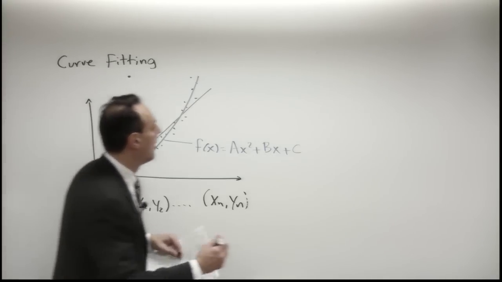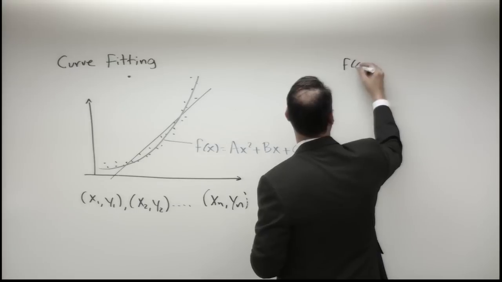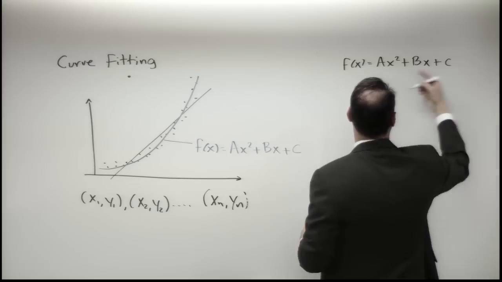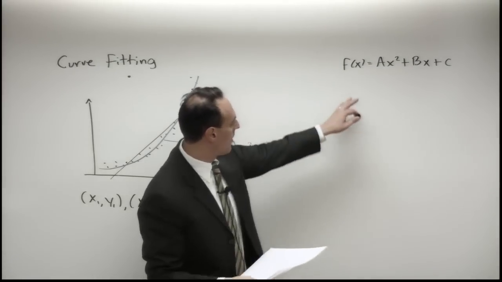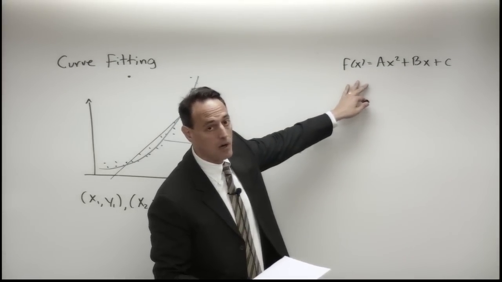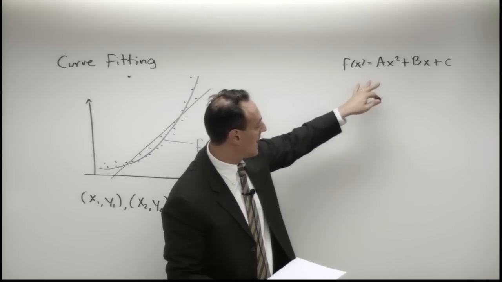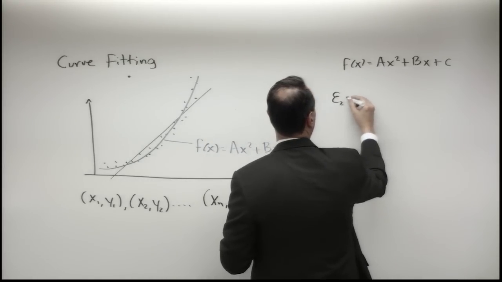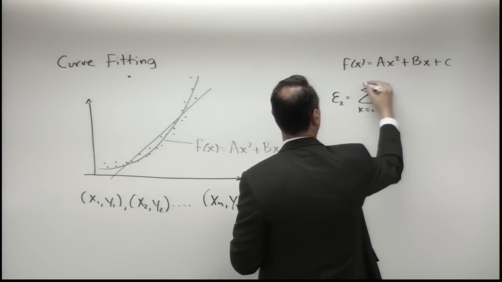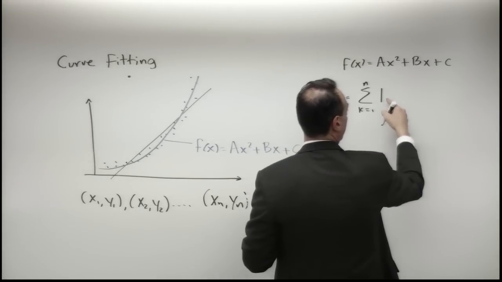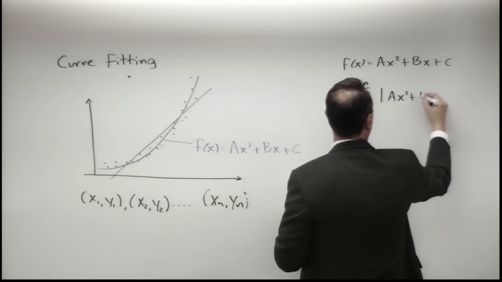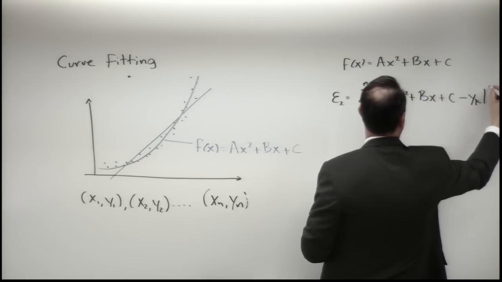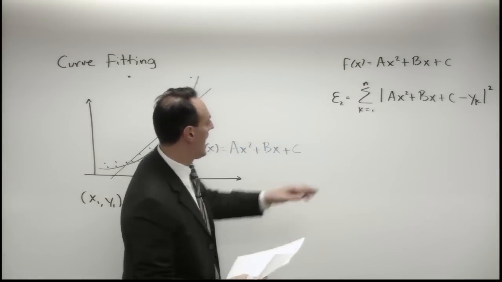So now my function, f of x, is a parabola. What I want to do is the same thing I did before: fit this and minimize the E2 error. Here's what I'm trying to minimize. I have the n data points, and the function is a x squared plus b x plus c, minus y of k, squared. And I want to minimize this.